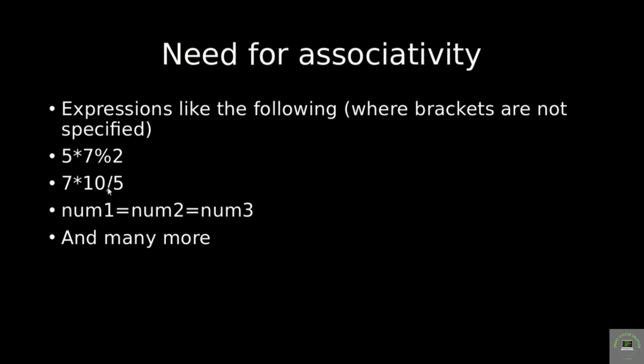Another example, 7 into 10 by 5. Here too we have an operand 10 associated with multiplication and division. According to the associativity, we would evaluate this expression from left to right. 7 times 10 is 70, divided by 5, which gives us 14. Third example, num1 equals num2 equals num3. We haven't seen such an expression yet.